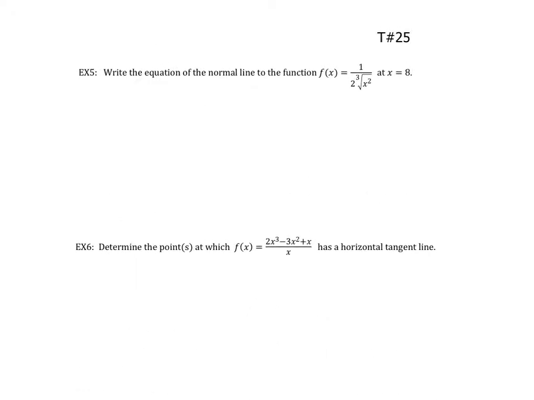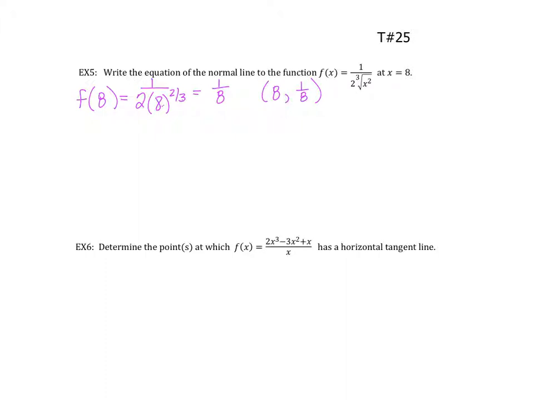Now this one's a little bit harder because my function is a little more complicated, but the steps are going to be the same. What is f of 8? I'd plug in 8, remembering that to take a fractional power, I do the cube root of 8, which is 2. 2 squared is 4. 4 times 2 is 1/8. So my point is (8, 1/8).